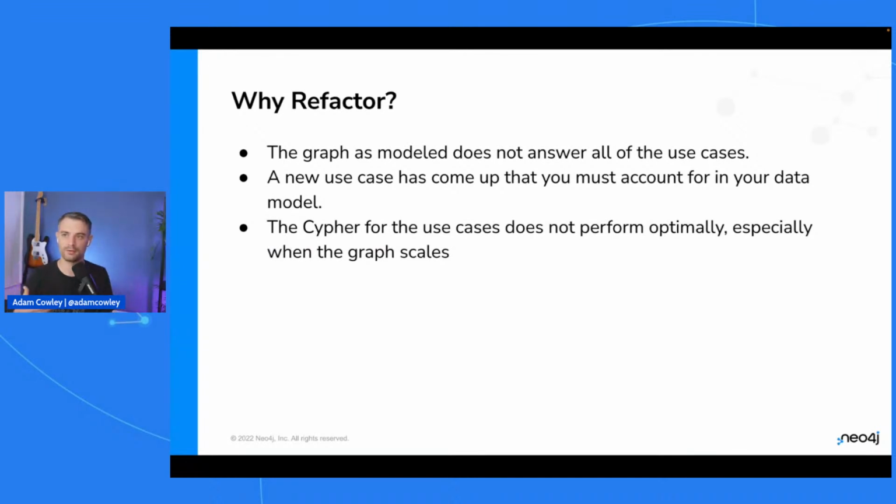We can perform this kind of process called graph refactoring. So we would refactor a model when the model that we have doesn't answer all of the use cases that we have for it, all of the questions that we need to ask of it. Maybe something new comes up, something gets added to the backlog of your development work, which we now have to account for in the data model. Or the Cypher, like I say, is just not performant enough, especially when the graph grows. You add nodes and relationships, and all of a sudden things aren't as quick as they used to be.